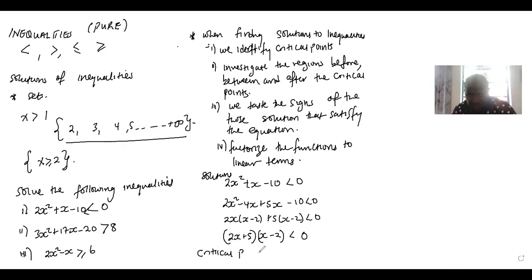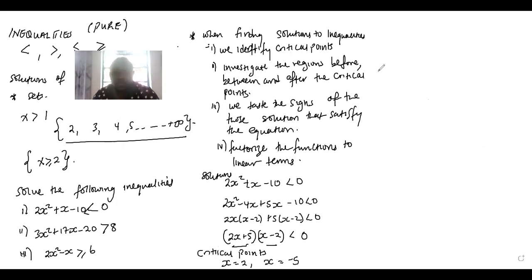The critical points are got by equating the brackets to zero. So we have x is 2. We also have x is negative 5 over 2. You equate these brackets to what? To zero. All of the brackets you have, even if they are 4, they are 5, whatever number you have, you equate it to zero. Oh, this is not 2, it is negative 5 out of 2, okay? Like that, okay?